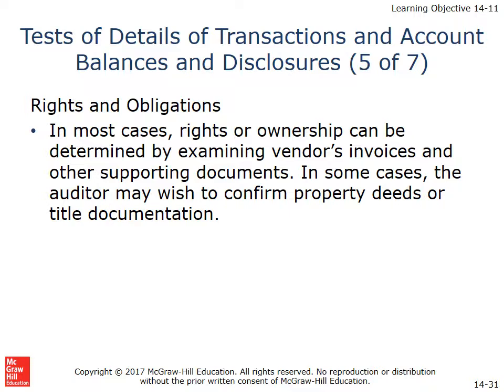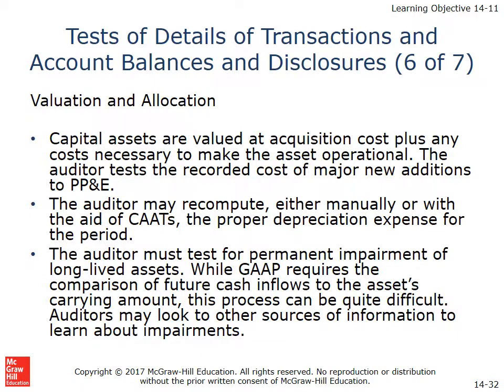To test for rights and obligations, in most cases, rights or ownership can be determined by looking at the vendor's invoices and supporting documents. In some cases, the auditor may wish to confirm property deeds or title documentation. As far as valuation and allocation, we're looking to determine capital assets are valued at their cost plus any cost to make the asset operational.